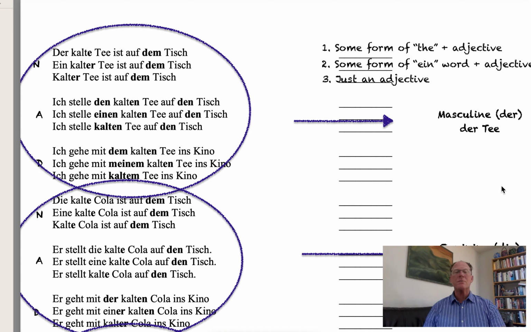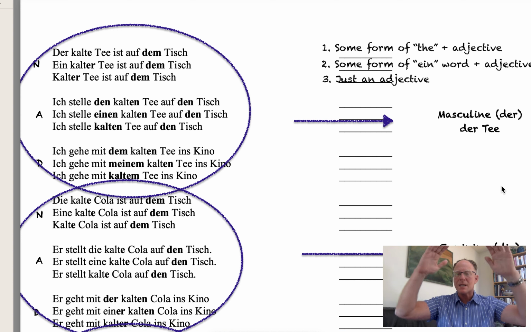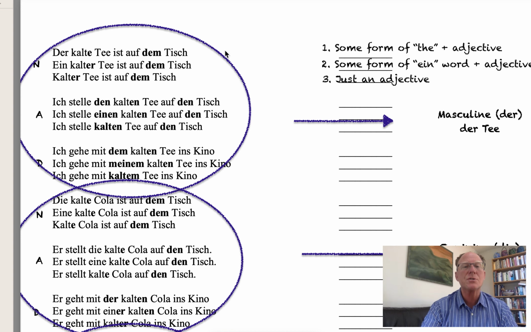Now, I would like to invite you to go through this entire poem and circle the ending of cold. I always have some form of drink and always the same adjective, cold, kalt. I want you to go in every single line and circle the ending of cold. So in this instance, it's just an E ending. In this instance, ein kalter Tee ist auf dem Tisch, it's just an ER ending.